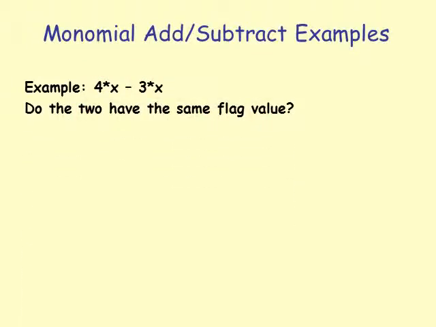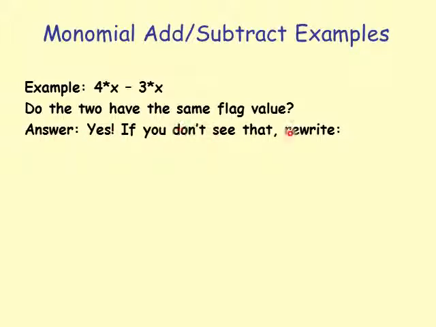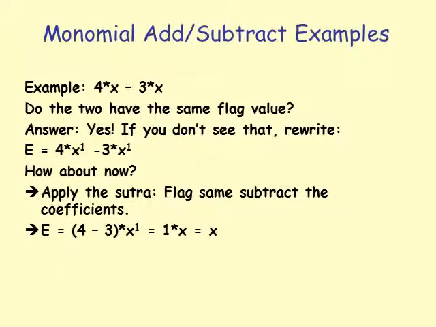Do they have the same flag values? And yes, if you don't see that, rewrite it. So if you say first power of x and first power of x here, now they have the same flag value, and now we can subtract. Let's continue and apply the sutra. Flag same, subtract the coefficients. So expression e, 4 times x minus 3x, is 4 minus 3 times x, which is subtracting the coefficients. So 4 minus 3 is 1, it's 1 times x. We might even say x and omit the 1 times, because 1 times a number is the same number. Let's continue.